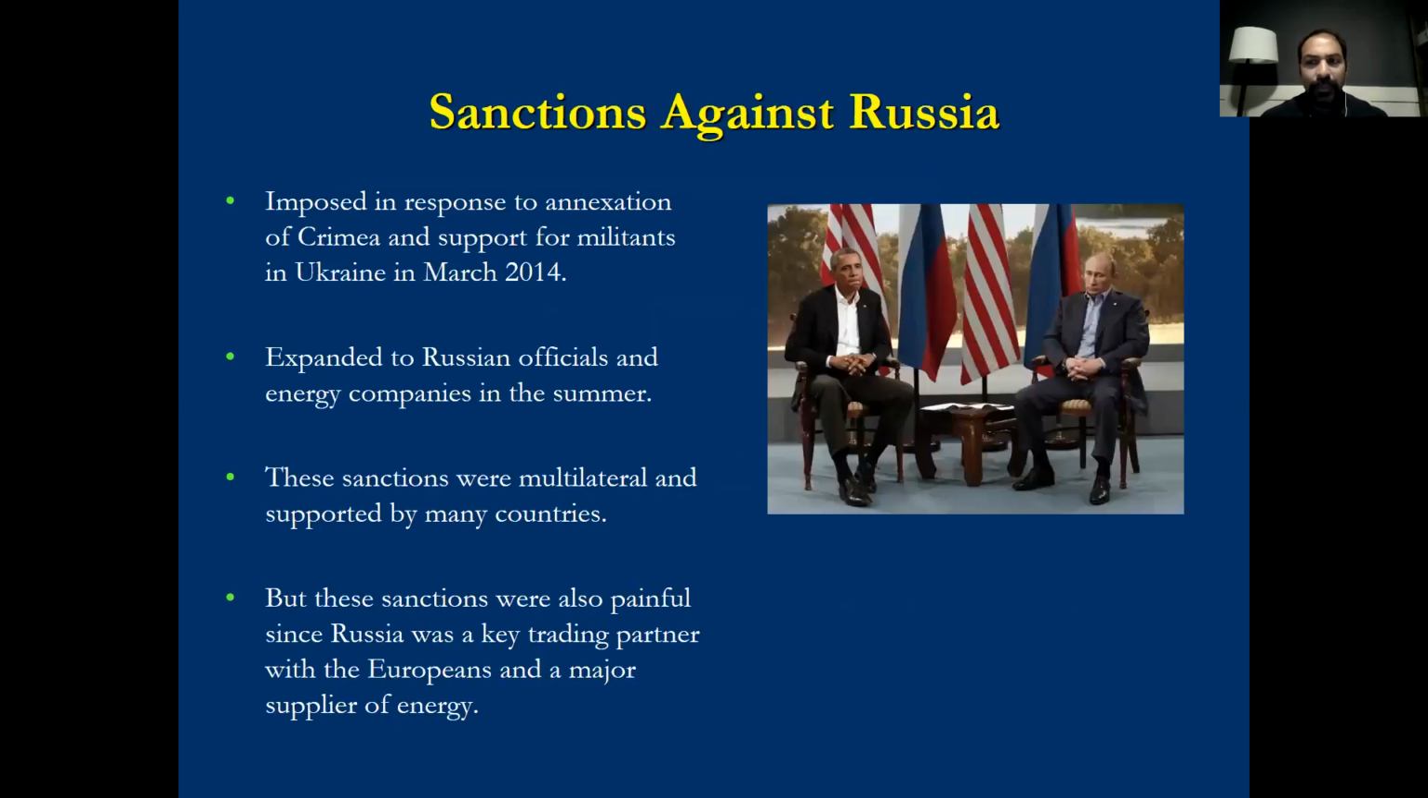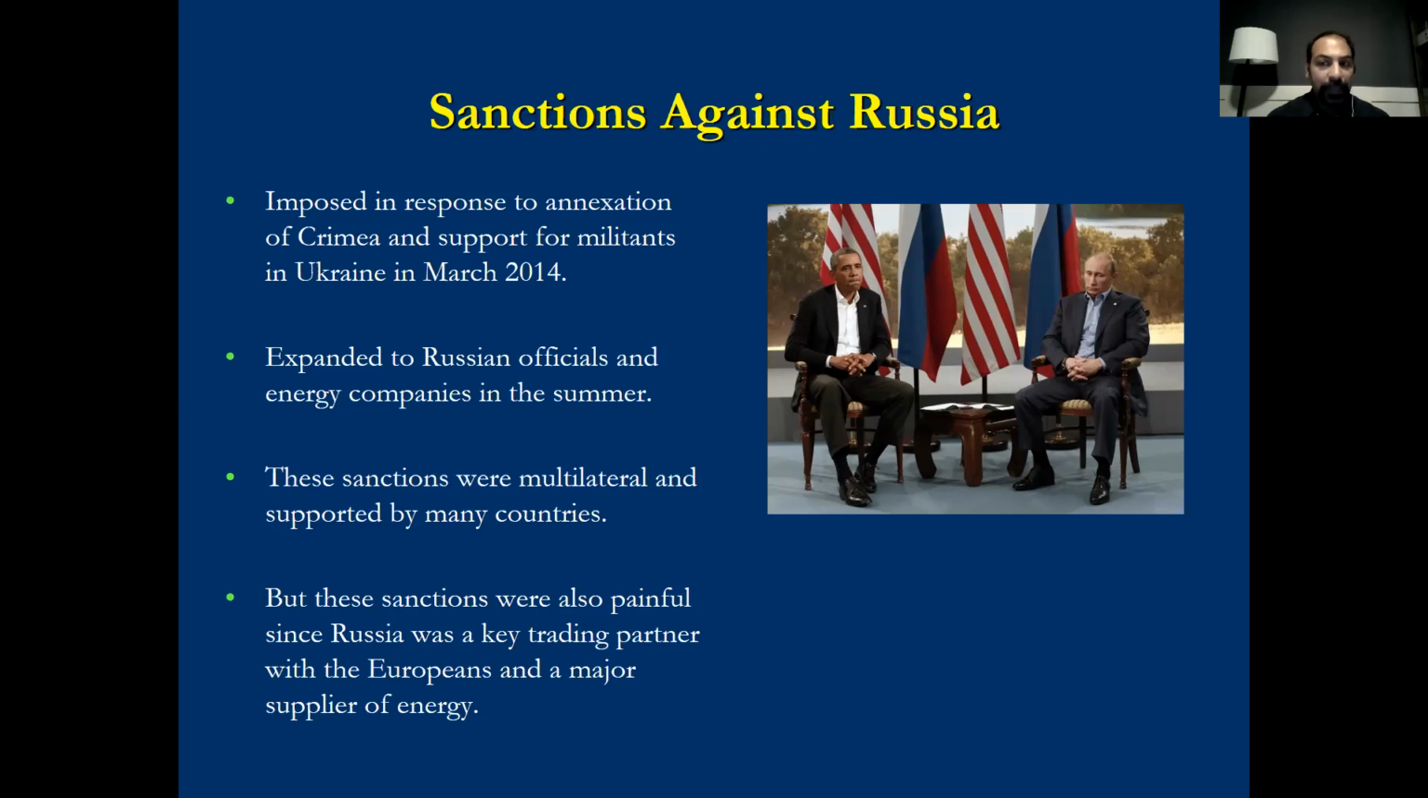Let's take an example of this and look at recent sanctions on Russia. These were imposed in response to the annexation of Crimea and support for militants in Ukraine, the little green men that were going around causing instability within the region. This was done in March 2014. It was expanded to Russian officials and energy companies in the summer of 2014.